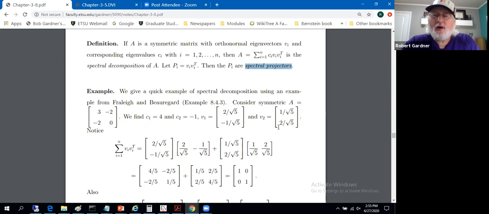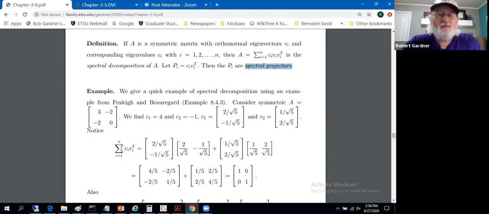These two vectors, are they orthogonal? Sure they are. They're associated with different eigenvalues, so they have to be orthogonal. Take a dot product of these two. You'll get 2 over square root of 5 times 1 over square root of 5, plus -1 over square root of 5 times 2 over square root of 5. So yeah, you get 0. 2/5 minus 2/5. Indeed, those are orthogonal.